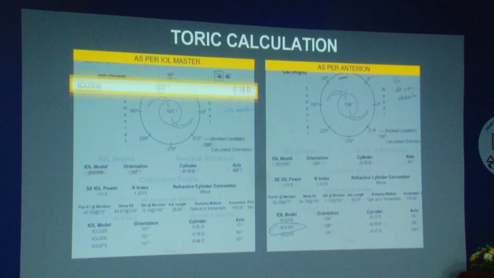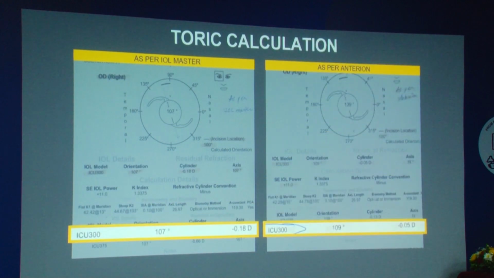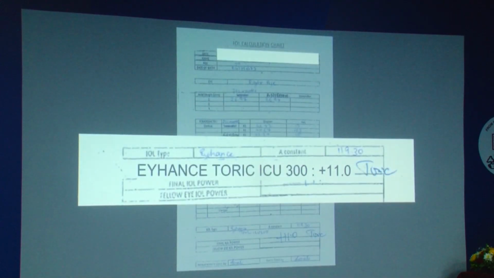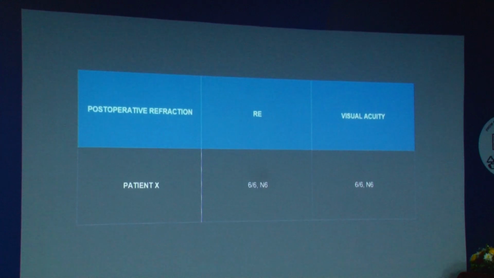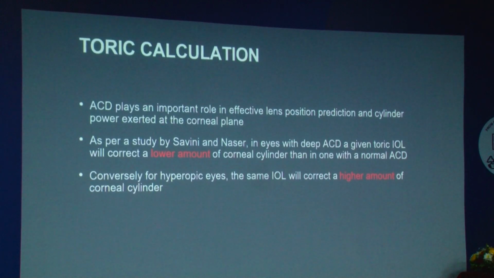In toric calculations also, when we use these lenses, we have to see the ACD, and the ACD depth is very important. If we look into details of every aspect of it, we eventually get a happy patient. So ACD plays an important role in effective lens position prediction and cylinder power exerted at the corneal plane. As per studies, it is shown that in eyes with deep ACD, a given toric IOL will correct a lower amount of corneal cylinder than in an eye with normal ACD.